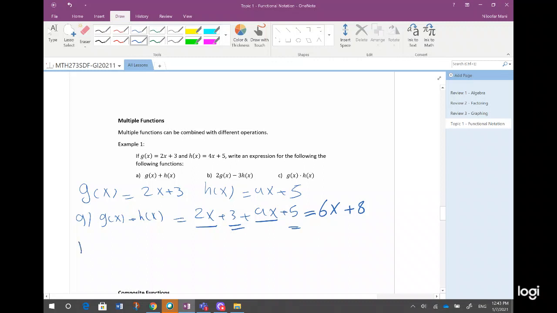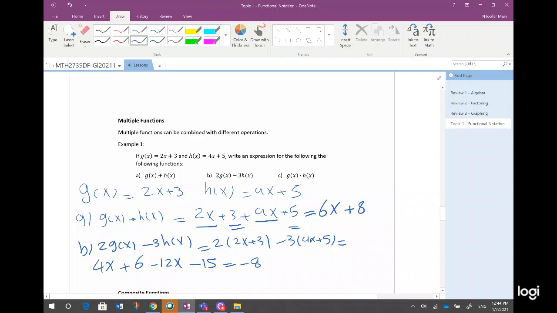How about the next one? The next one, b, is 2 g of x minus 3 h of x. So that's 2 times 2x plus 3, minus 3 times 4x plus 5. Then you can find the result. So it is 4x plus 6 minus 12x minus 15, which equals minus 8x minus 9, right?